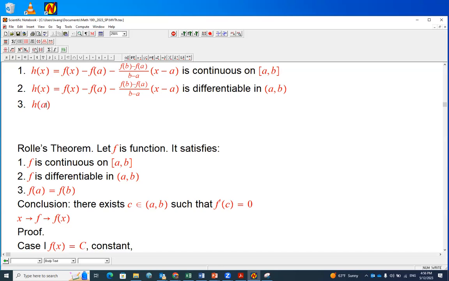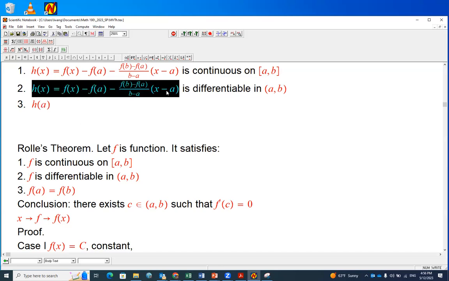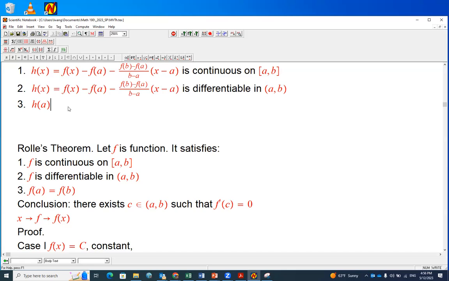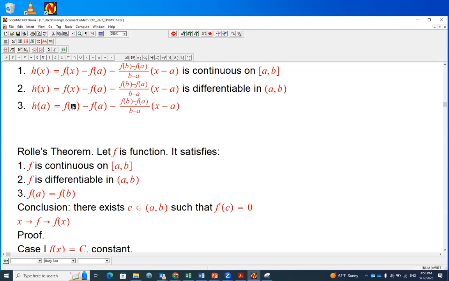And thirdly, the third condition, we're going to see if h of a, okay, so what is h of a? In the function h, we're going to replace x by a. So all of these x's in this expression will be replaced by a. This piece is a minus a, that's 0. 0 times anything is 0. And f of a minus f of a is 0. So h of a is 0.